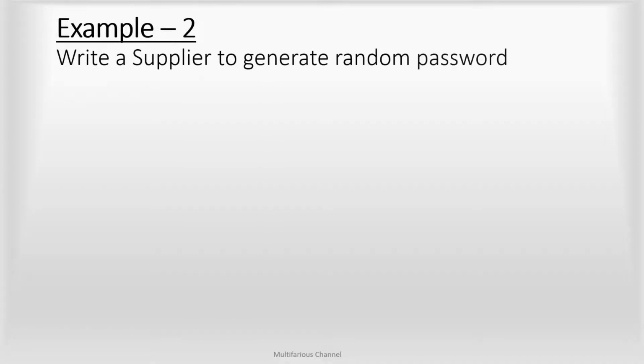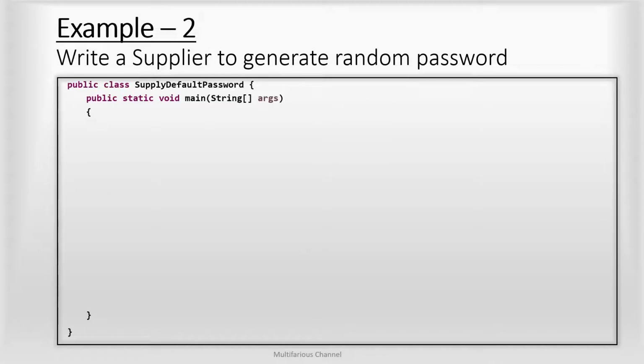So let's take another example. Similar to the previous example, let's try to generate a random password for a user. Conditions here will be my password should contain characters, numbers and one special character. So let's try to implement the solution. Here I have a class SupplyDefaultPassword which has a main method inside it.